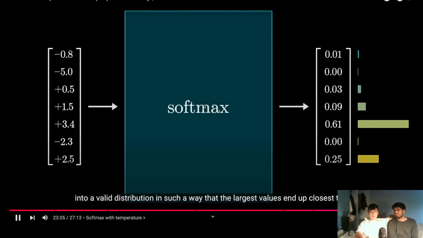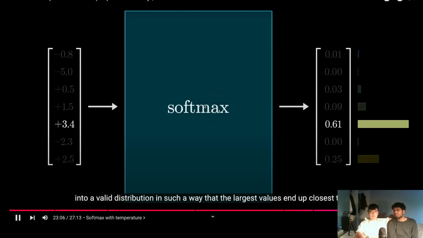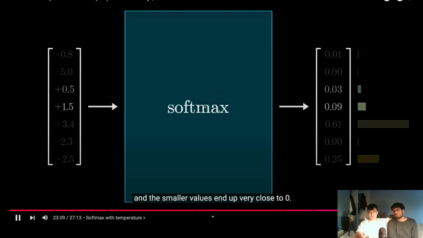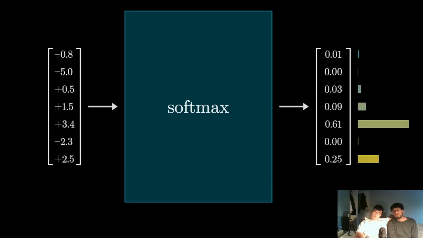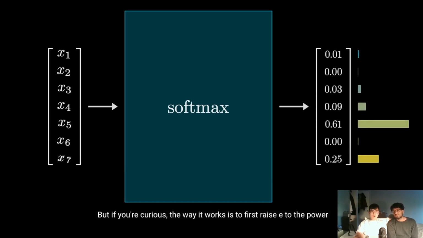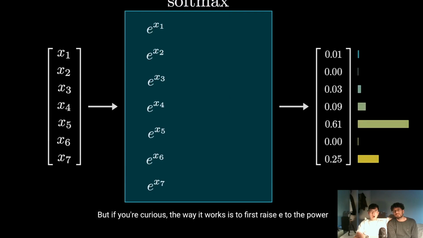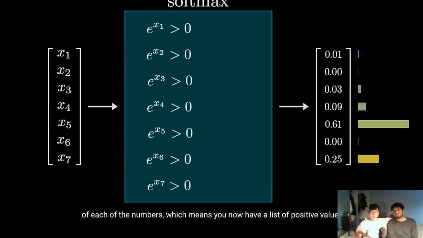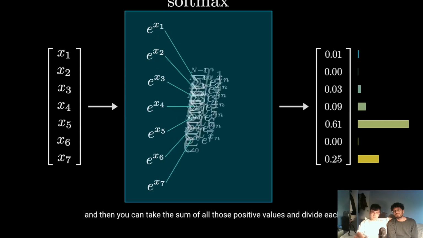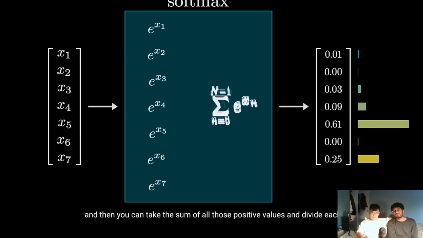into a valid distribution, such that the largest values end up closest to 1, and the smaller values end up very close to 0. That's all you really need to know. But if you're curious, the way that it works is to first raise e to the power of each of the numbers, which means you now have a list of positive values, and then you can take the sum of all those positive values and divide each term by that sum.